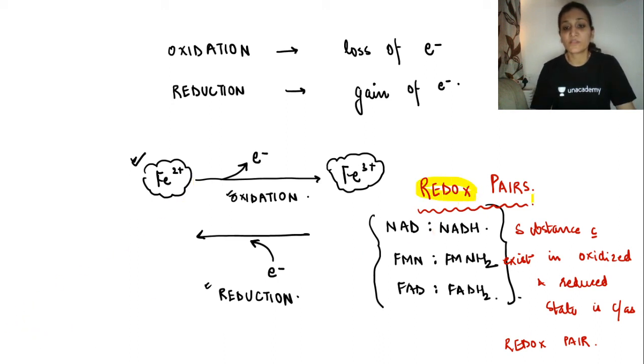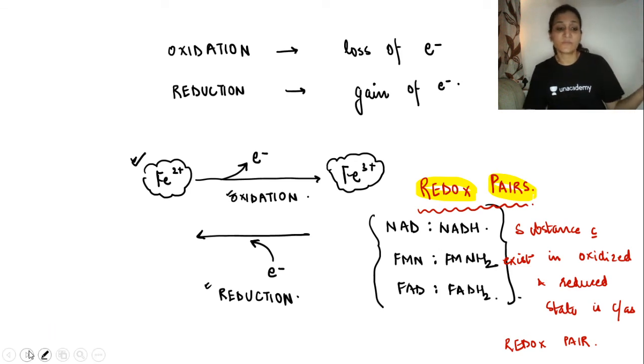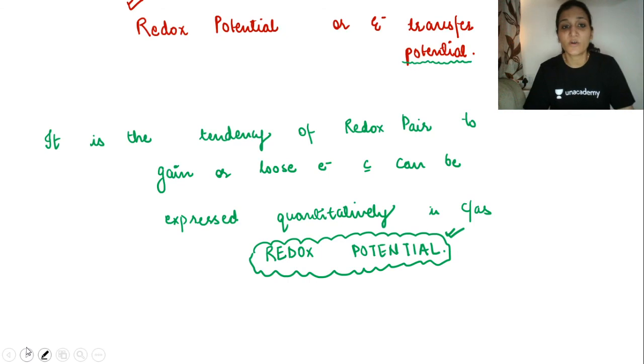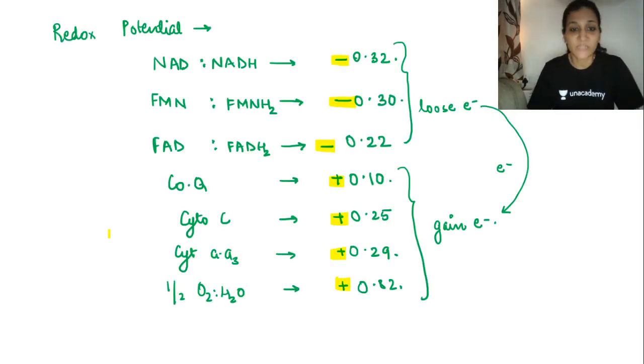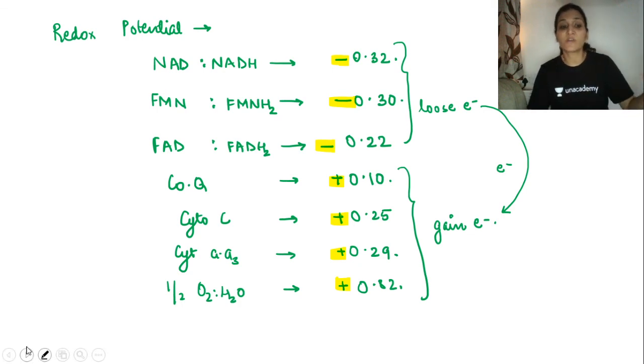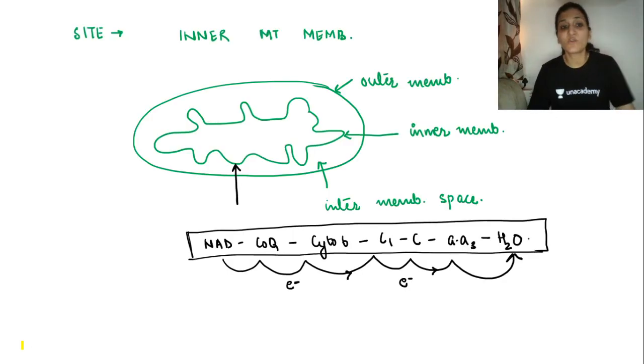Then we saw examples of redox pairs. The substances which exist in both reduced as well as oxidized state are called redox pairs. After redox pairs, we saw what redox potential is: the ability of a particular substance to accept or lose electrons. Those with negative redox potential can lose electrons, and those with positive redox potential have the capability to accept electrons.